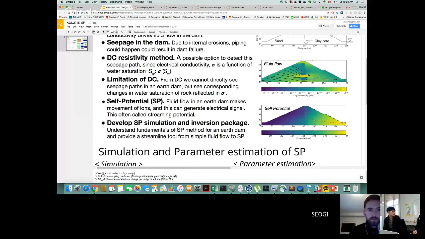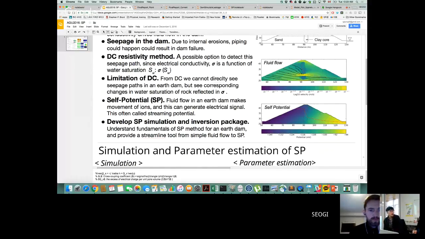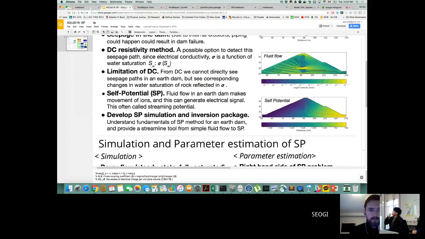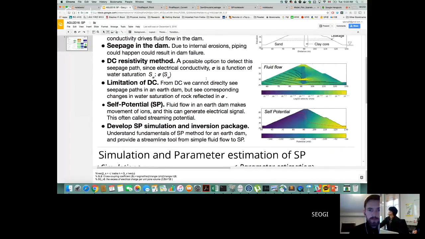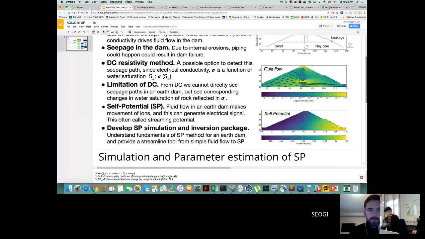So what's the alternative? SP could be an alternative because it's a more direct method. If there's a flow, that flow is the source of the SP signal. So it's a little bit different from DC. Now you don't have any controlled source. You put the same electrode arrays, but this water flow generates the electrical signal because it moves the ions, and you can measure it on the surface.